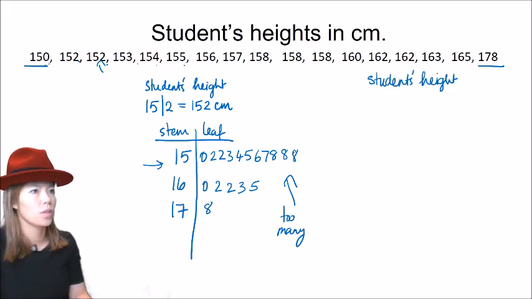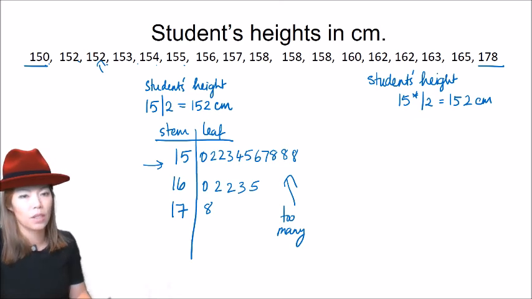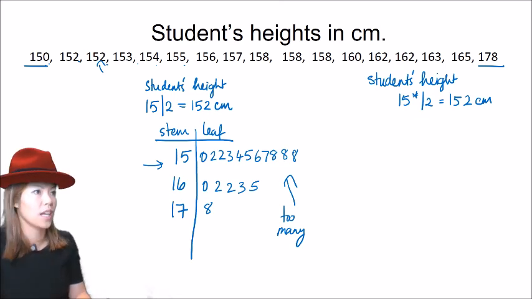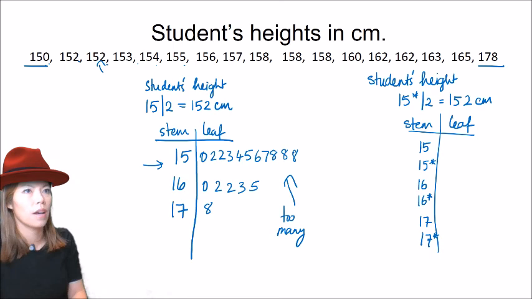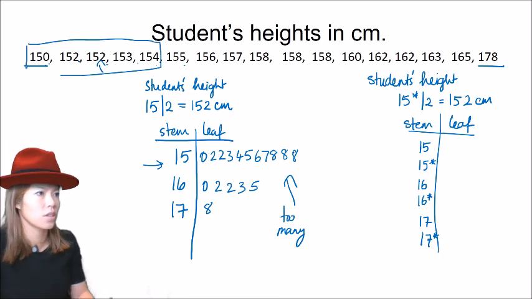I always put the title. Now this little asterisk is going to tell us that we're going by intervals of 5 instead of 10. So you're going to see that 15 occurred twice. Now we're going to look at the values. 150 to 154 goes in our first section. 0, 2, 2, 3, 4.